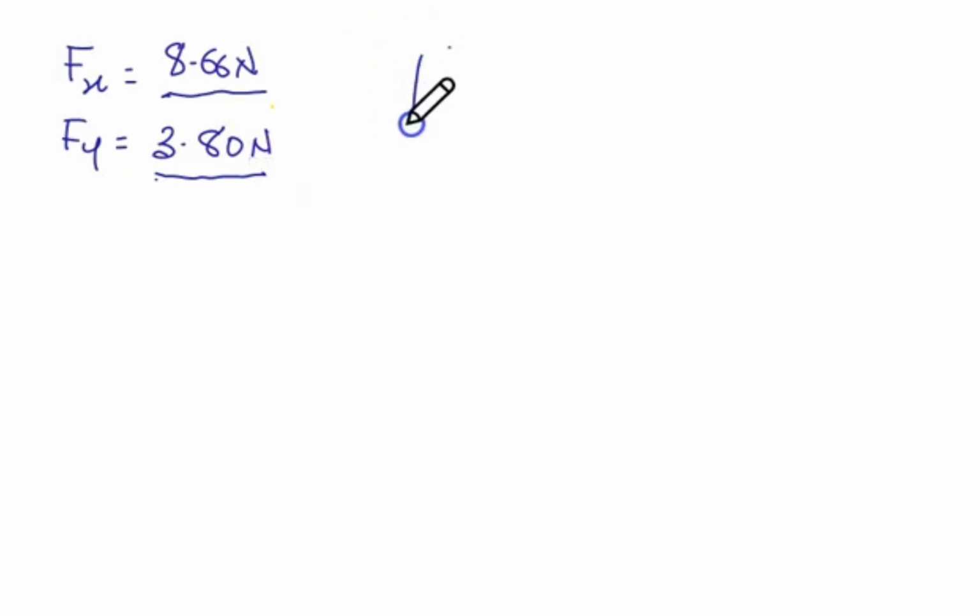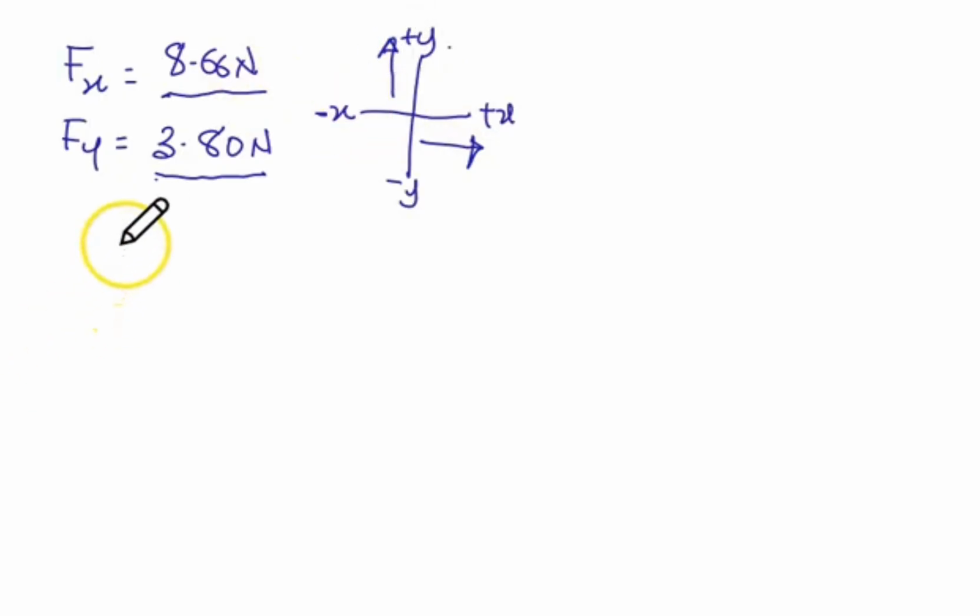Now remember on a graph, you have the positive y and you have the negative y. Similarly, you have the positive x on this side and then you have the negative x. Since Fx is positive, we are going to draw it towards this side. And since Fy is positive, we are also going to draw it towards the positive y. So we are going to have this Fy, 3.80 Newton, and then this is our Fx. Our Fx in this case is 8.66 Newton.